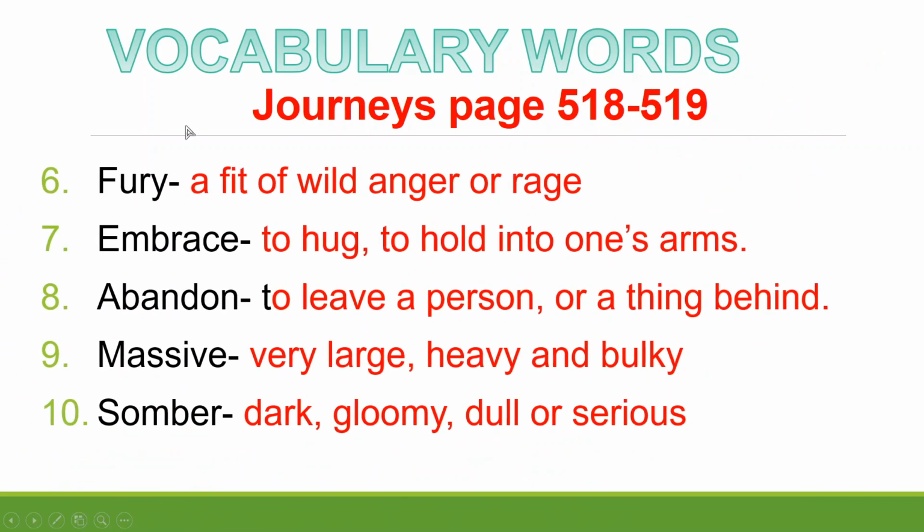So for 6 to 10, we have number 6, fury. So a fit of wild anger or rage. So you're in a situation that you are very angry. So this is what we call the word fury. Number 7, embrace. Embrace is to hug or to hold into one's arms. Okay, so for example, kids usually embrace their parents.